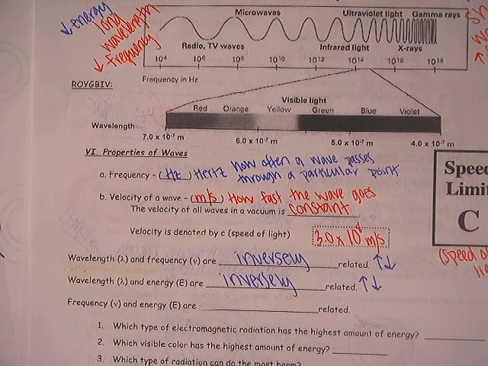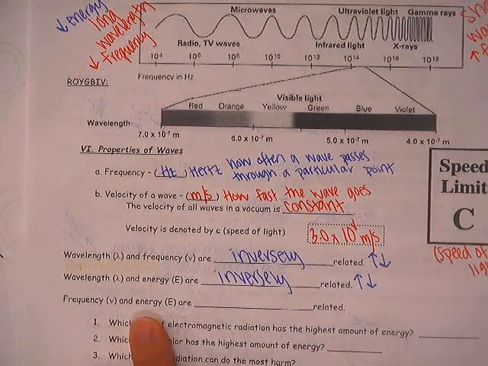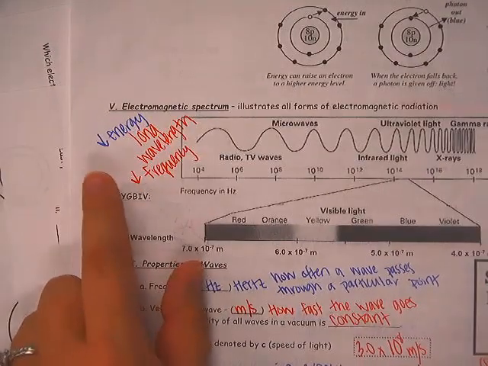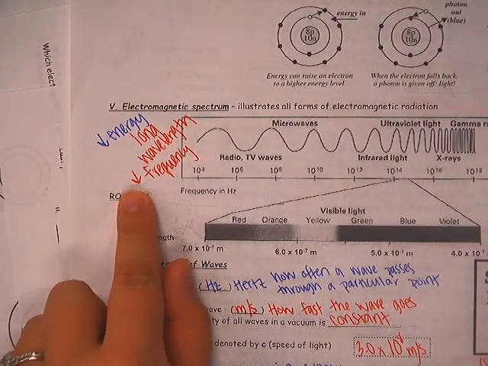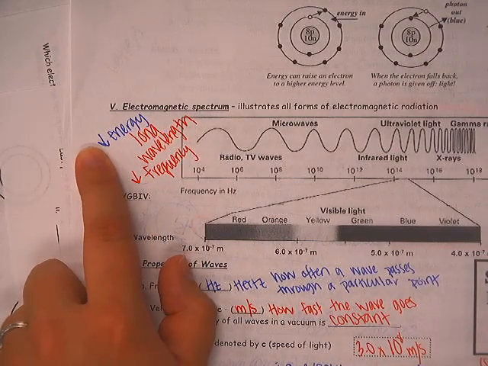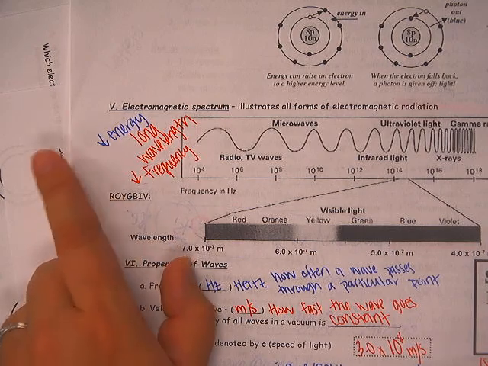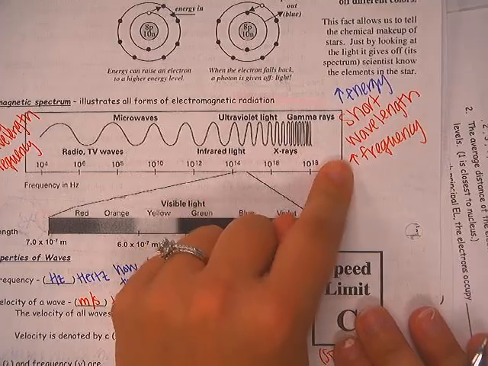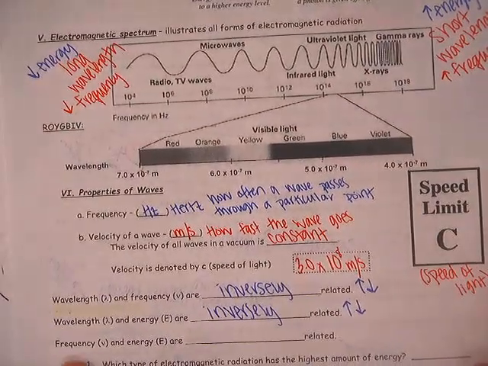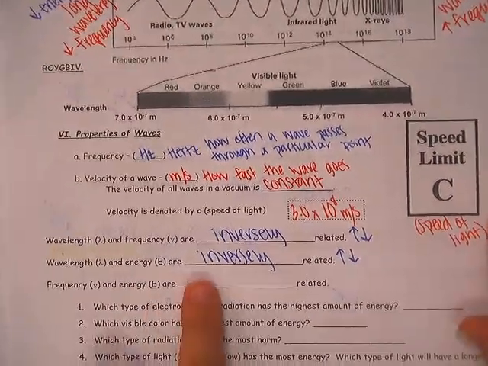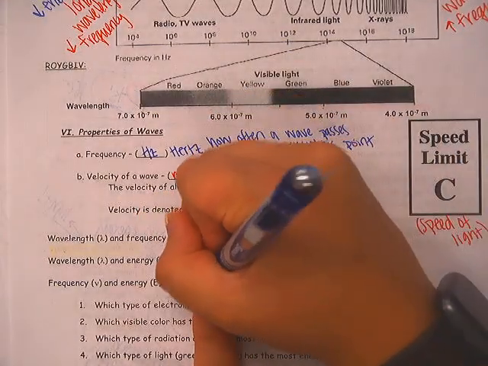And then finally, frequency and energy. If I have a low frequency, do I have a high or low energy? Low. So low energy means low frequency, or high energy means high frequency. So frequency and energy, they're not inversely related. We're going to call them directly related.